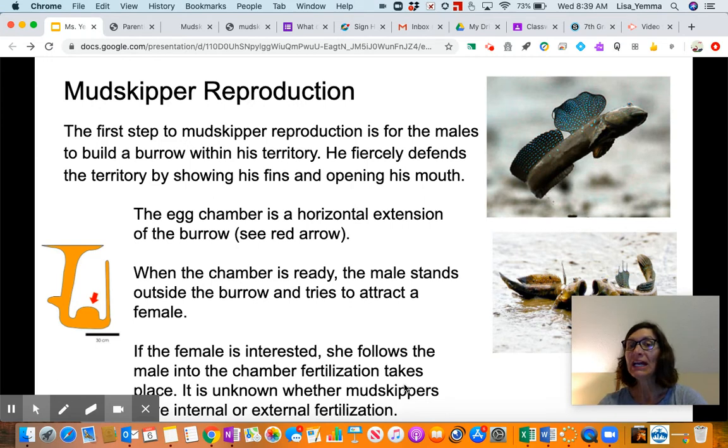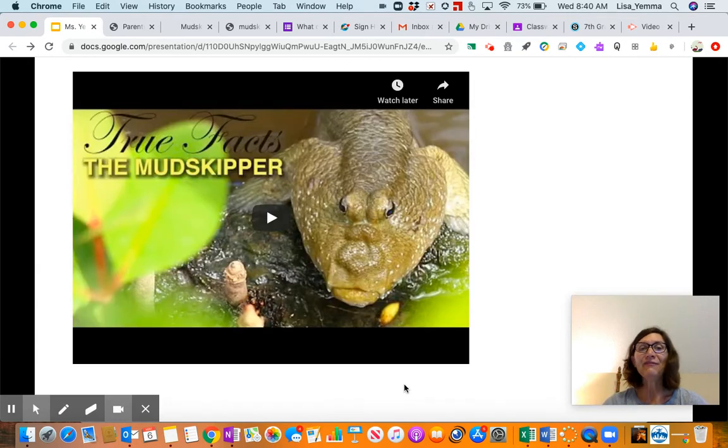Mudskipper reproduction. How does your organism reproduce? How does it show off? How does it attract a mate? When it does attract a mate, what does it do? Is it internal fertilization? Is it external fertilization? How long is their gestation period? So if you're doing something like a lion, how long is the lion pregnant? If you're doing something like an armadillo, how long does the armadillo hold those babies until the babies are born? And then what does a little baby armadillo look like? Because that's going to be real cute. Then I found a short video explaining some of the facts about the Mudskipper, and this went with reproduction.